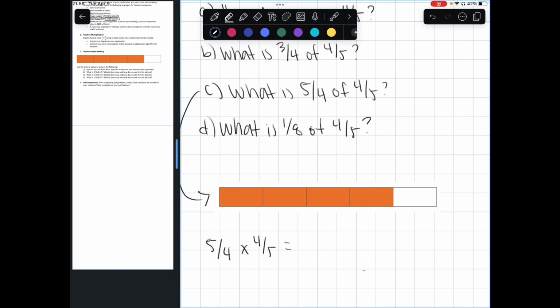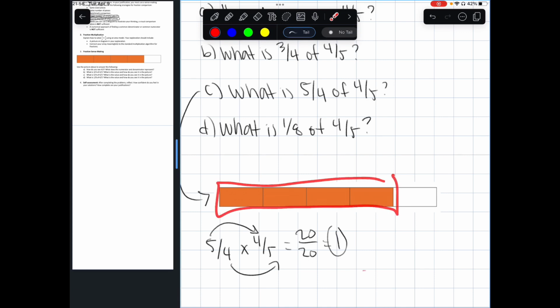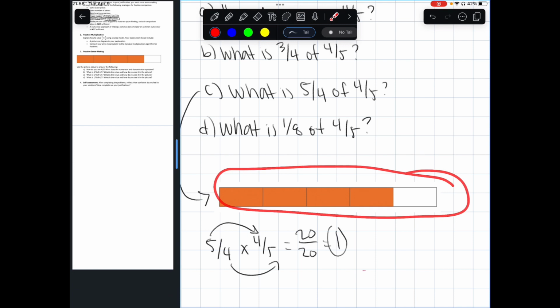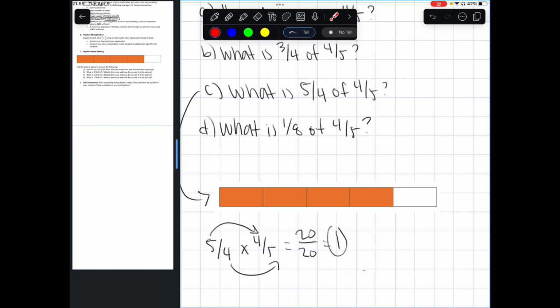Honestly, that's actually a really easy question to answer, because if we do the math, it's really easy to see. It's 20 over 20, which equals 1. Any number over itself is equal to 1. So, like I said earlier, this is our whole, and we have this cute little extra. But when we have 5/4 of 4/5, it's just 1. It's just this entire thing right here. It's just 1. So that's actually quite simple.